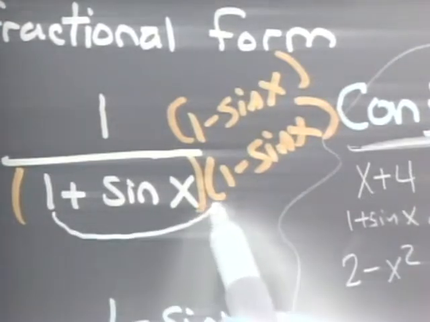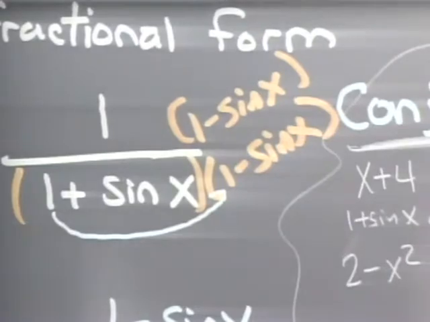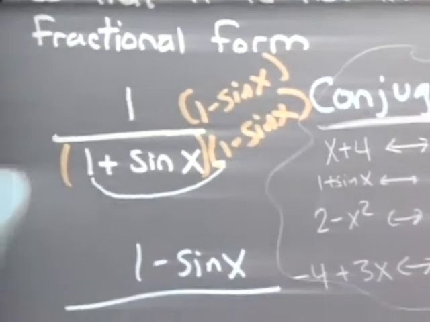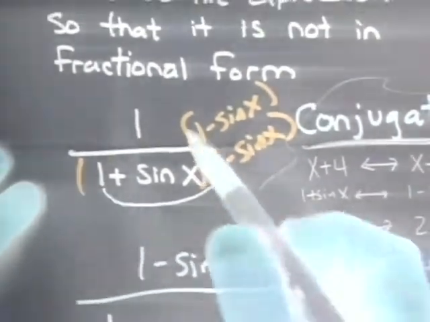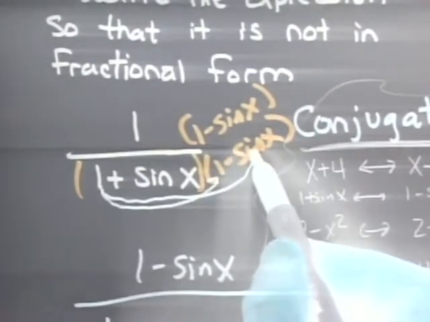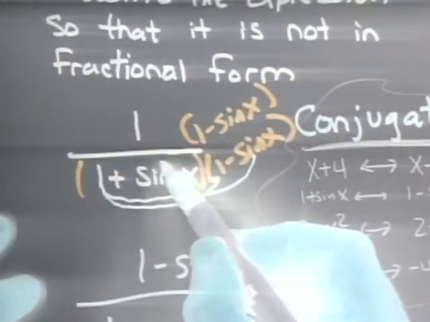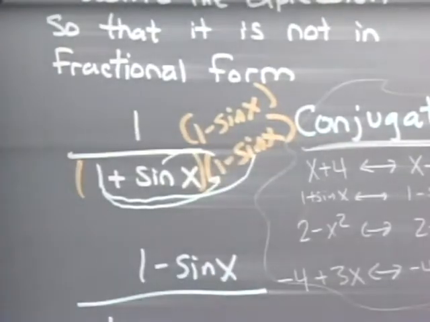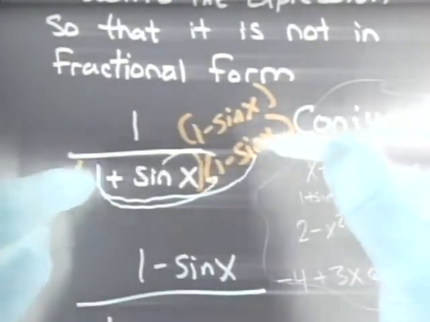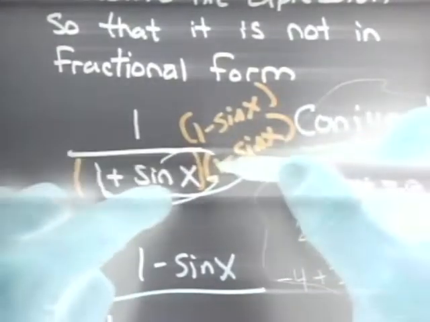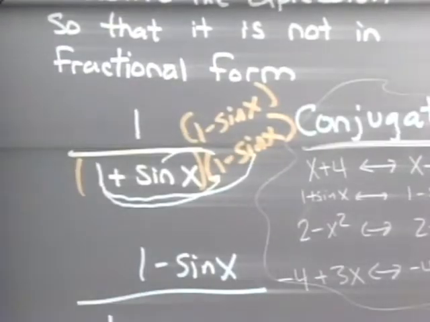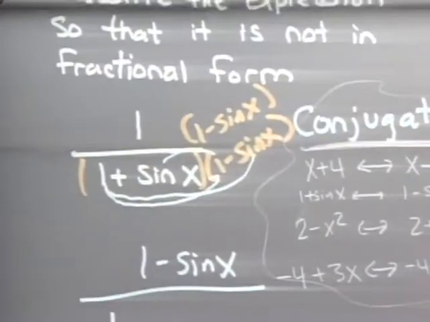I'll write that down. I'm not going to do the O and the I, though, but see, the O would give you 1 times negative sine x, so that's negative sine x. And the I would give you sine x times 1, that's positive sine x. So the O and the I make negative sine x and positive sine x, so they cancel out. And then the last thing is you do your L. Sine x times negative sine x makes negative sine squared x.